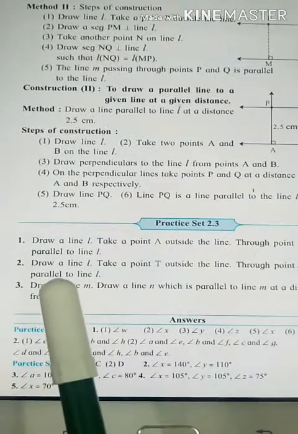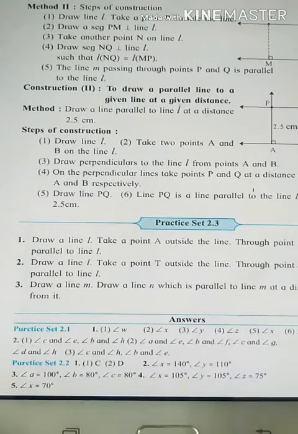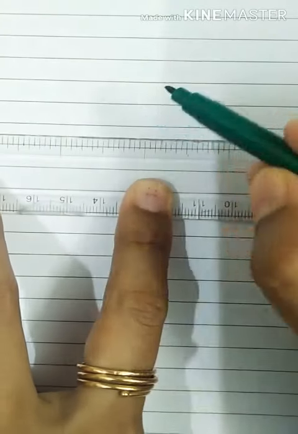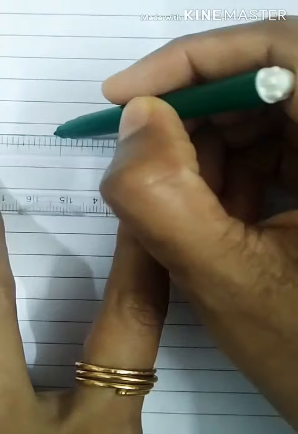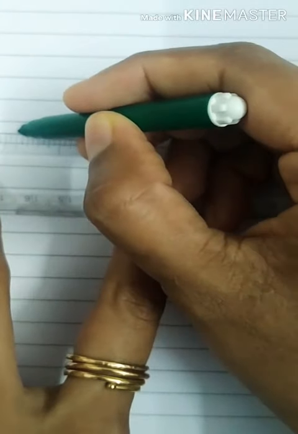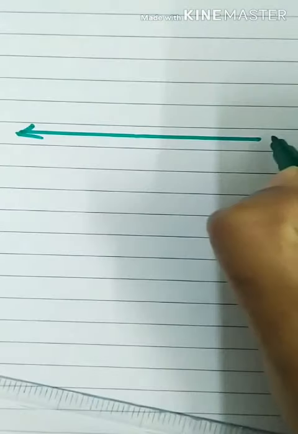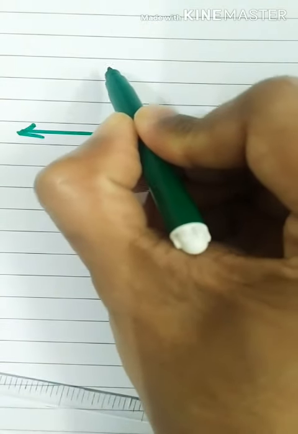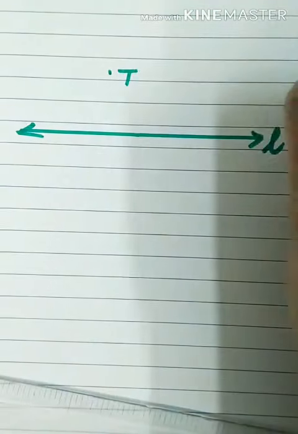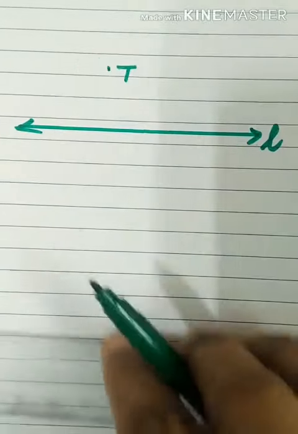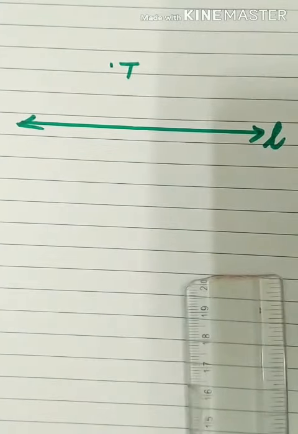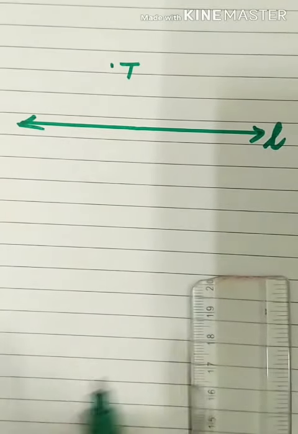First, draw line L. We'll take point T outside the line. See to it that you draw lines between the two ruled lines which are already ruled. So I have drawn a line. This line we will name line L. Now we will take a point T outside. Don't take it too far outside the line, and we'll have to draw a line parallel through point T.